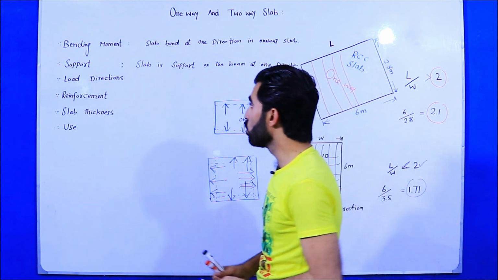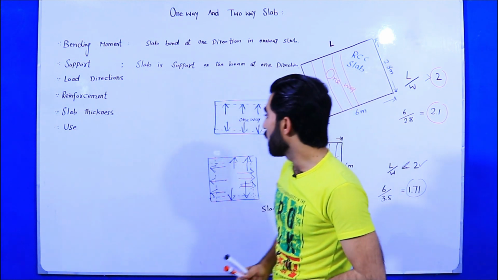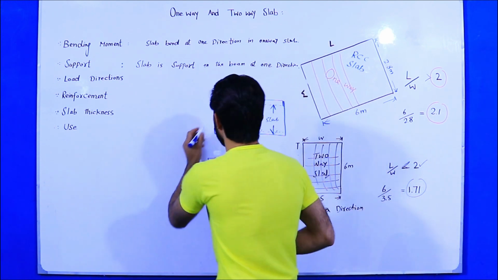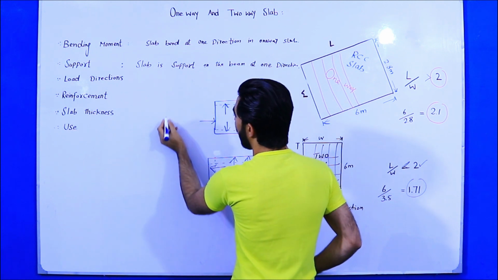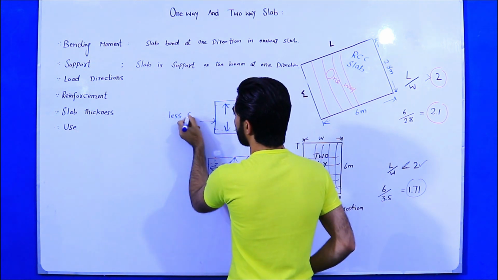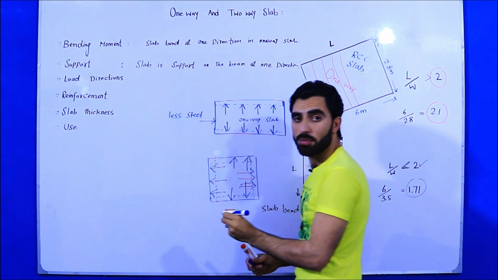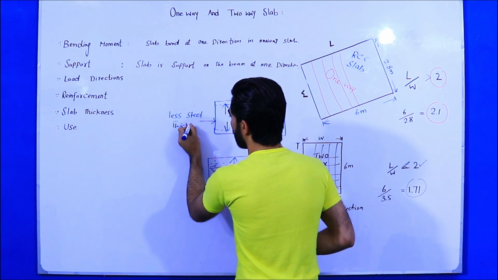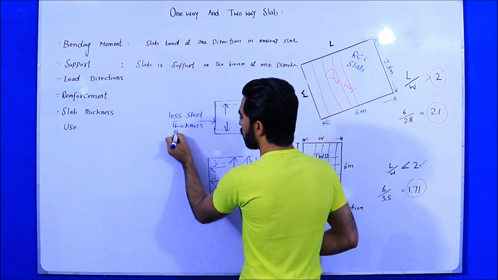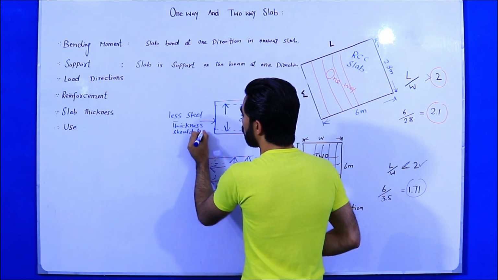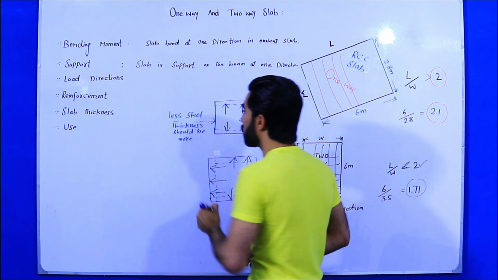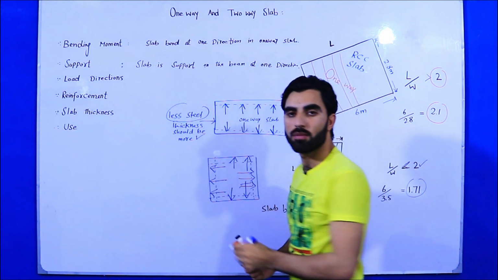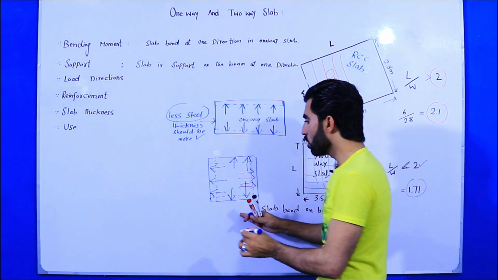Okay, now guys, come to its reinforcement details. Remember guys, here in one-way slab we require less steel. Less steel required, but thickness should be more. Steel required less, but thickness more, compared to two-way slab.